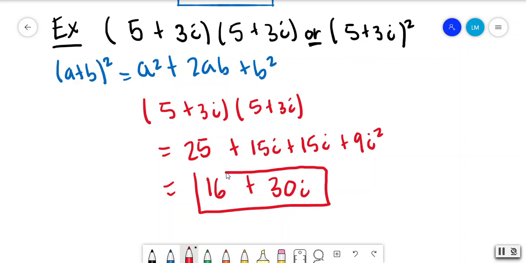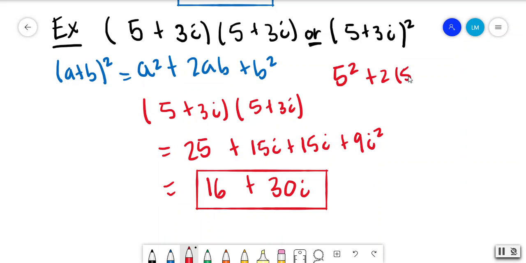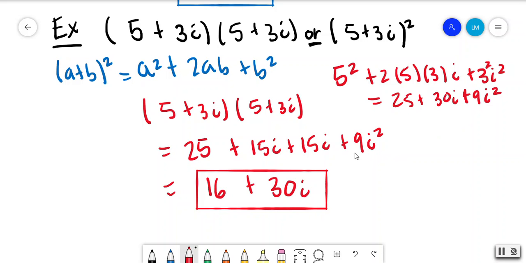It worked out anyways, because even if you would have said, okay, that's going to be 5 squared plus 2 times 5 times 3, with an i on there, and then plus 3 squared and i squared, you get the same thing, because that's going to be 25 plus 30i plus 9i squared. So it's really just preference, to be honest, whether you multiply using the formula or not.